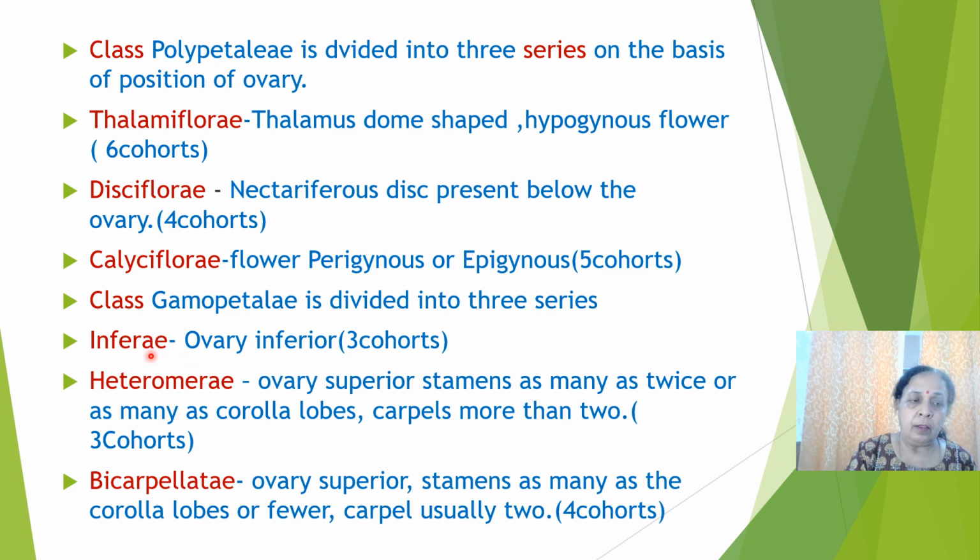The next class, Gamopetalae, is again divided into 3 series on the basis of position of ovary. The first is Inferae, second is Heteromerae, and third is Bicarpellatae. In the Inferae series, flowers show inferior ovary. This series includes 3 cohorts. The next is Heteromerae, where the ovary is superior, stamens are as many as twice the corolla lobes or as many as corolla lobes, and carpels are more than 2. This series includes 3 cohorts. And the Bicarpellatae series, where the ovary is superior, stamens are as many as the number of corolla lobes or fewer, and carpels usually 2. This series includes 4 cohorts.